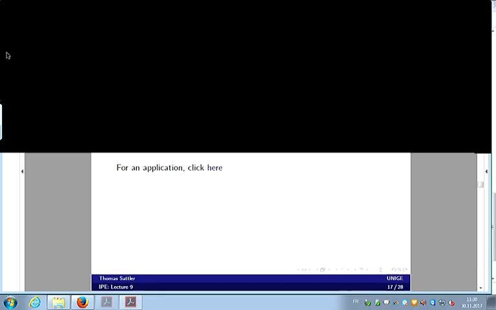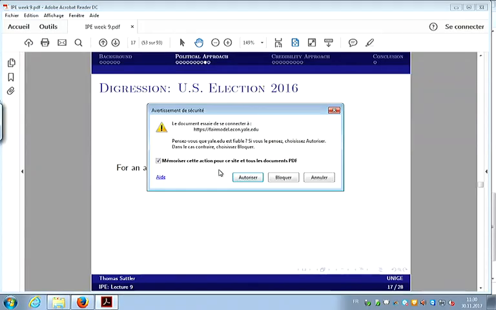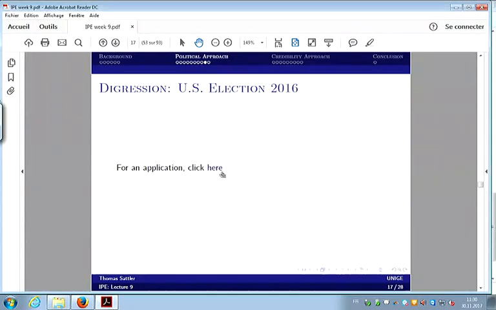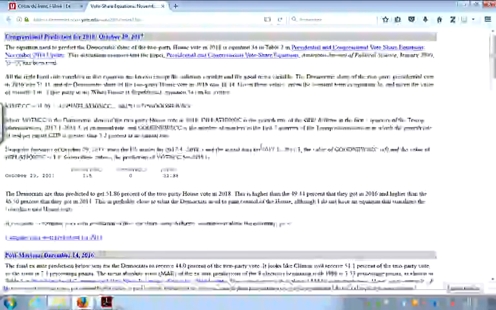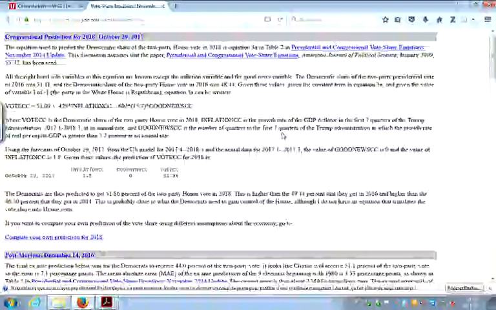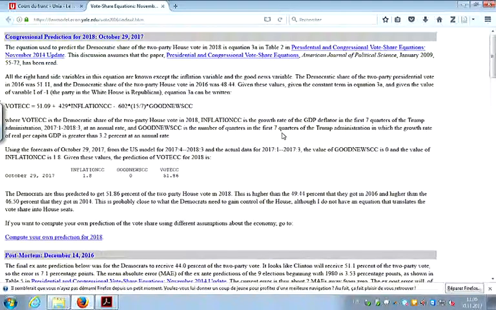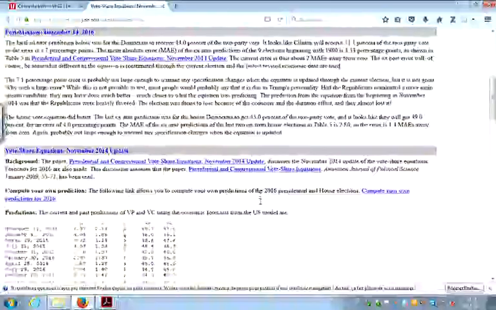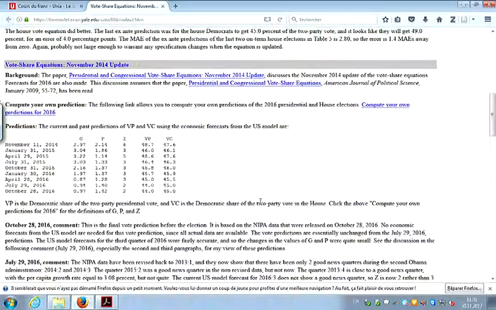You asked about the US election. If you click on this link here, you're going to get to a website by Fair. Fair is one of the first to develop these economic voting models. So this is a prediction for the next election in 2018. That's the election for Congress, not for president. He made predictions here, a more complicated model than I just showed you, from November 2014 to October 2016. So that was the last prediction before the last presidential election.